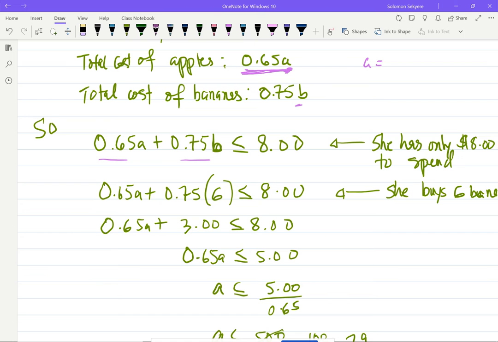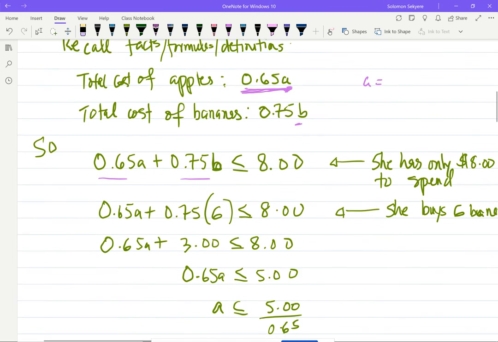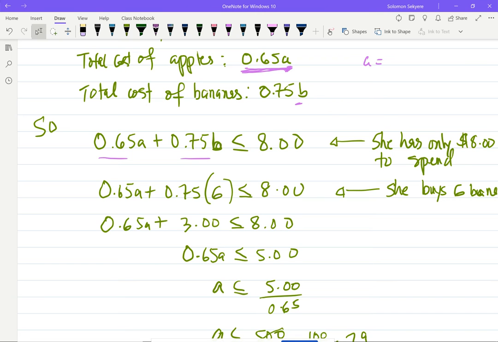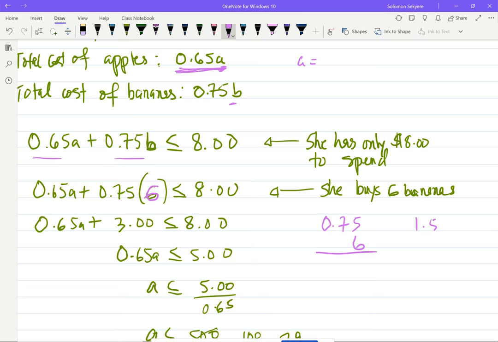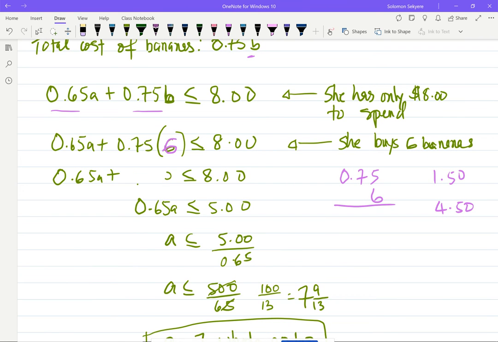Okay, and in this question here, we've been told that Grace buys six bananas. So 75 cents times six. 75 cents times two is $1.50, and then times three is what? $4.50. Okay, so I think this is $4.50. Let me correct all this right here. So $4.50. We multiply.